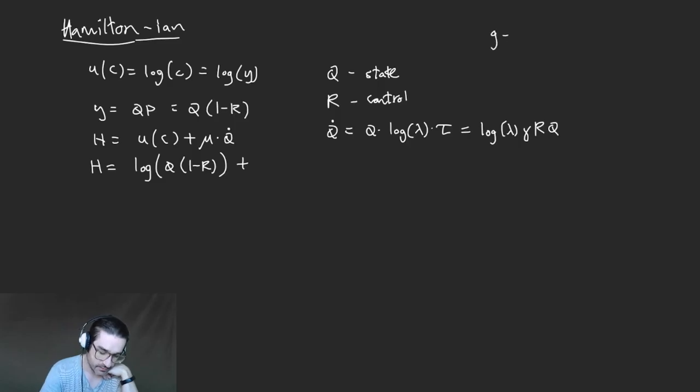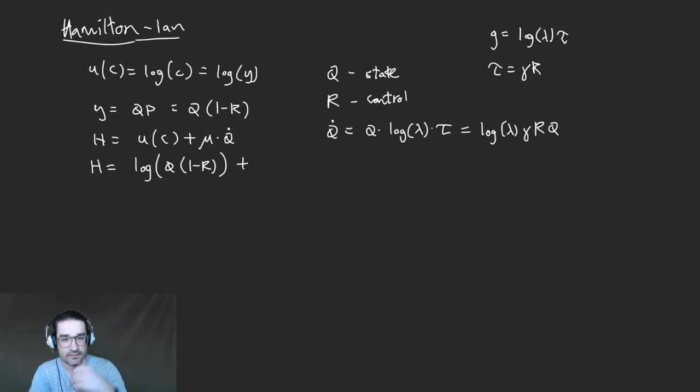But essentially, what is this using in the background? It's using g is log lambda tau, and tau is gamma r. Those are the two things. We're just plugging those in, and that's what we get. And q dot over q is equal to g. So these three things combined get us our q dot equation in terms of r and q, which are our control variable and our state variable. So that's what we get here.